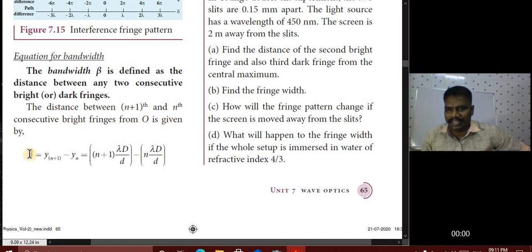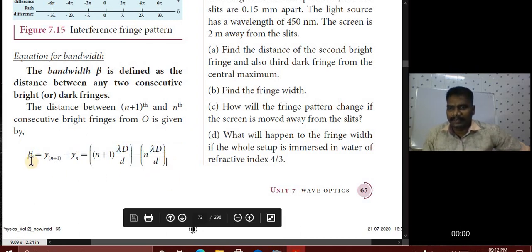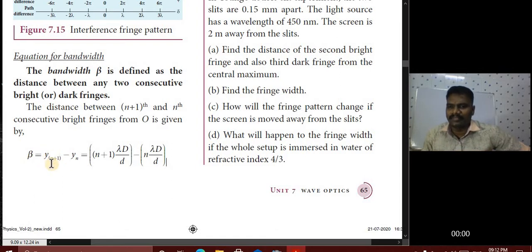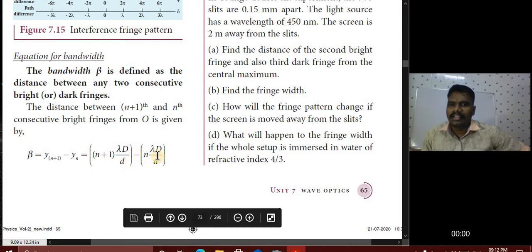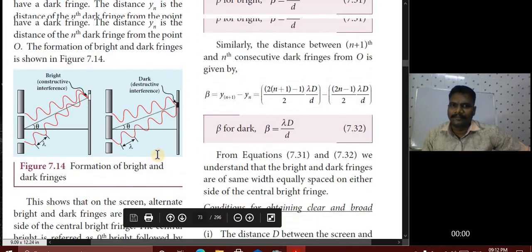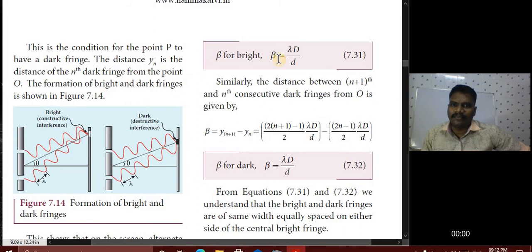this is a very, very important formula, children. Please note it down. This is a very, very important formula for your objectives as well as the 2 mark problem as well as the 5 mark problem also. Beta is equal to y(n plus 1) minus yn, which is equal to (n plus 1) into lambda D divided by small d minus n into lambda capital D divided by small d. This is a very, very important point, children. The next, beta for bright. This formula is also very important. Beta is equal to lambda D divided by small d.